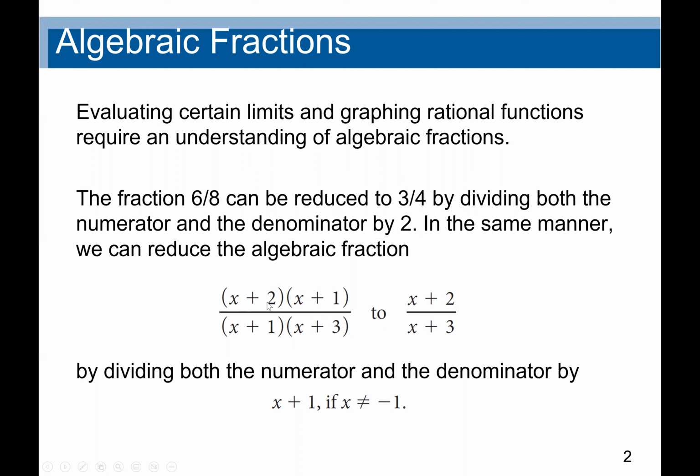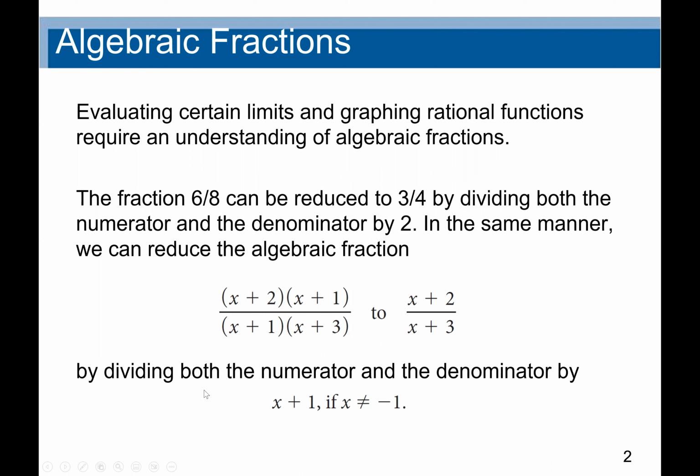If we have x plus 2 times x plus 1, divided by x plus 1 times x plus 3. Since we have x plus 1 in the numerator and also x plus 1 in the denominator, and they are multiplying the next binomial, we can cancel both of them. So we can reduce the fraction to x plus 2 divided by x plus 3.